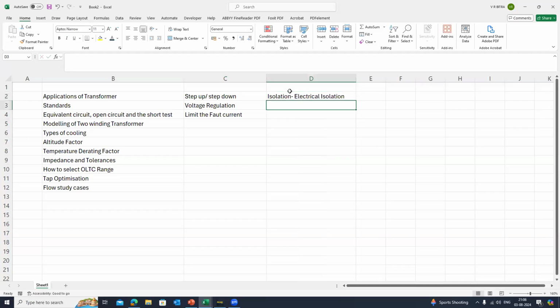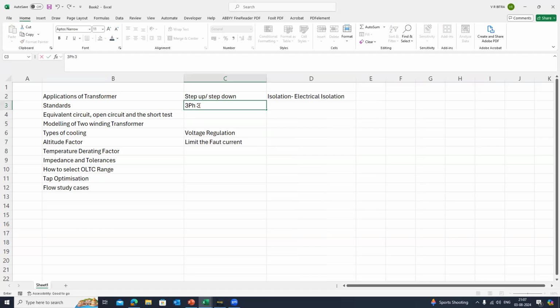Then it converts the three-phase three-wire system into a three-phase four-wire system, right? Yes, sir. It converts three-phase three-wire to three-phase four-wire, especially for the lighting and the welding applications, where you need the single-phase power supply. Okay.